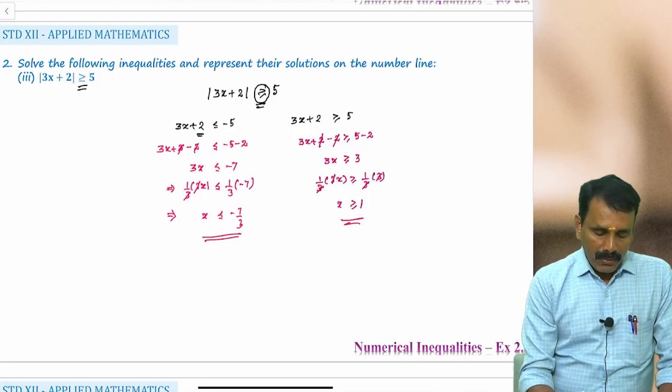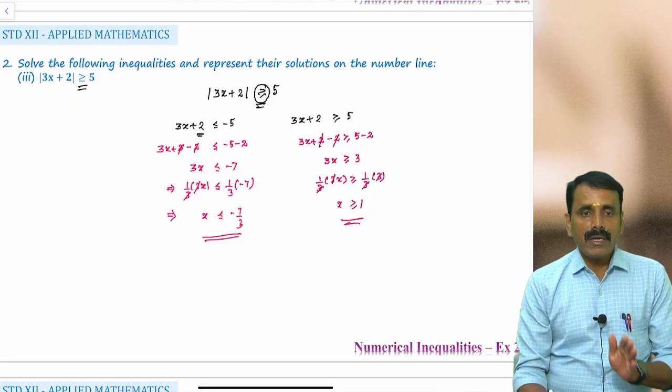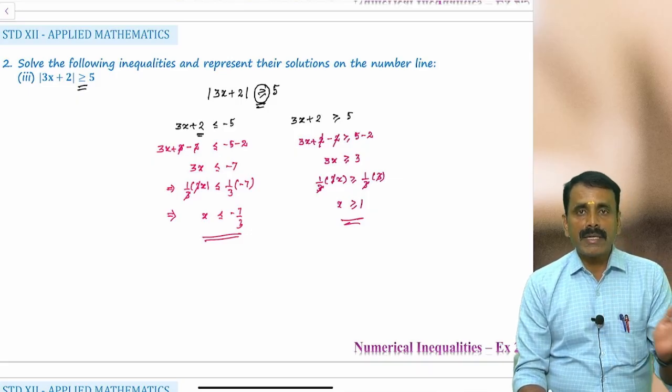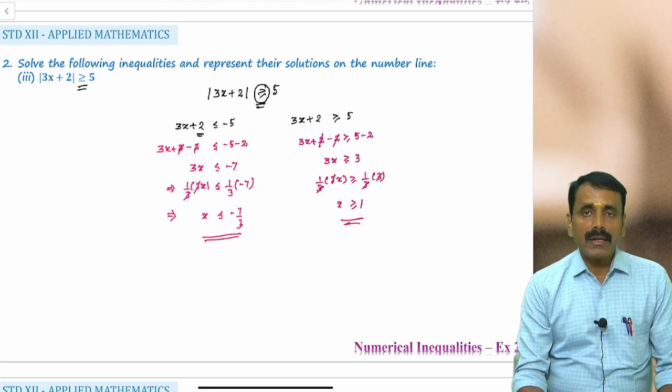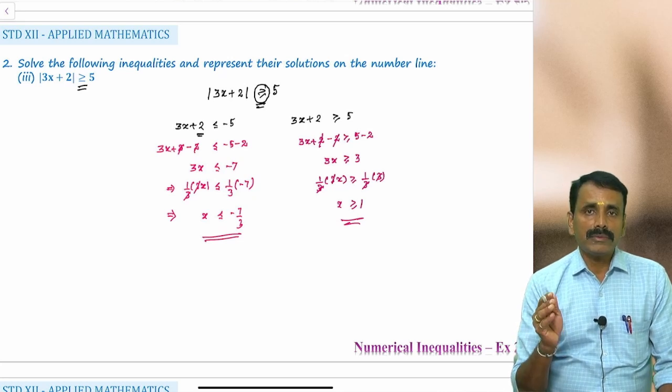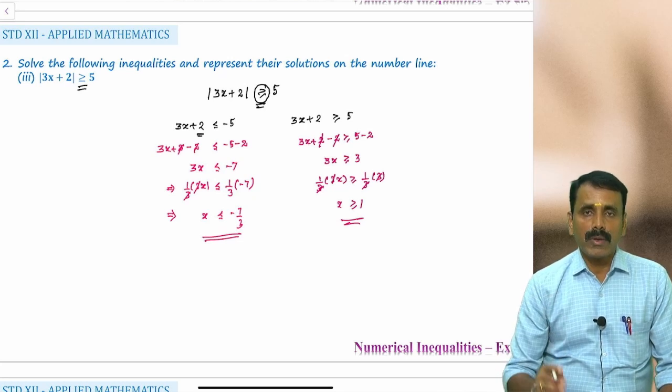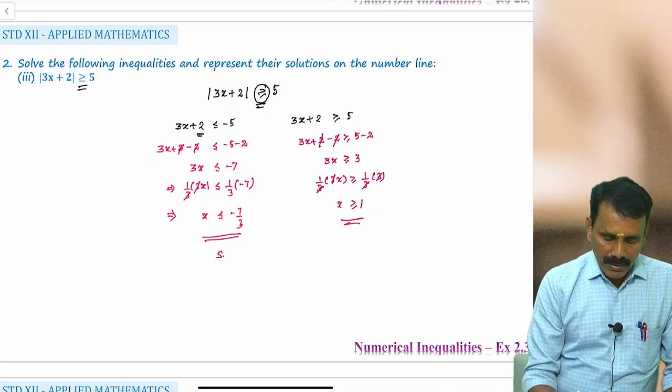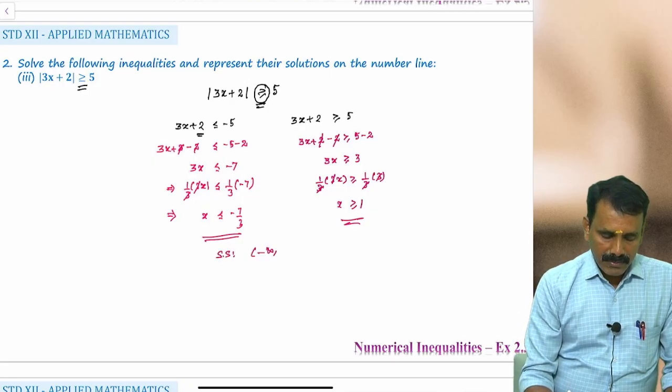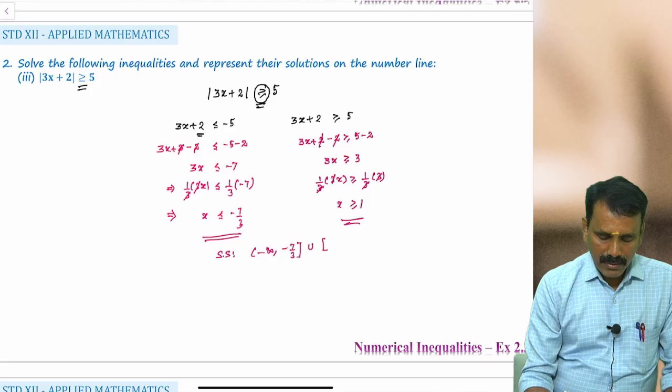Okay. Now x less than or equal to minus 7 by 3 means any value which lies to the left of minus 7 by 3. x greater than or equal to 1 means any value which lies to the right of plus 1. So the solution set will be minus infinity to minus 7 by 3 closed interval union 1 to infinity.